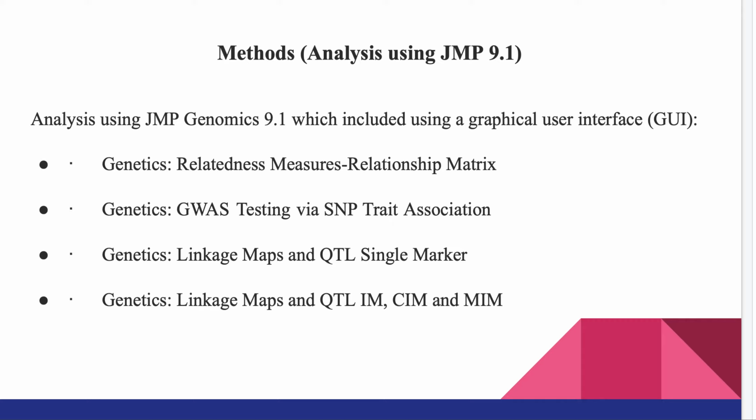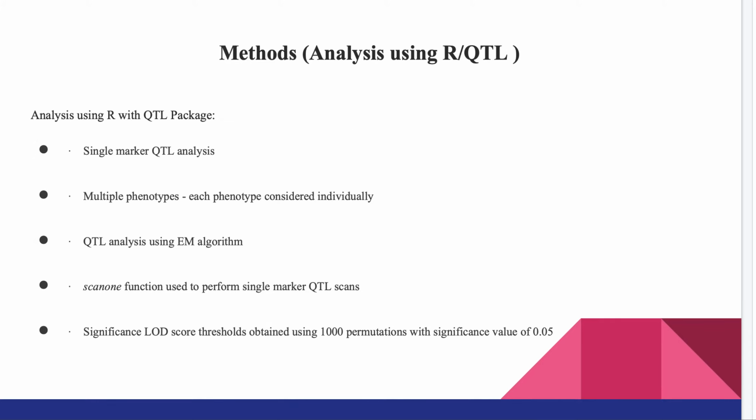And this analysis is done using JMP Genomics, which uses a graphical user interface, so there is no source code. And JMP Genomics 9.1 created relatedness measures, relationship matrices. It created comparisons between genome-wide association testing with the single nucleotide polymorphism trait association, along with linkage maps and quantitative trait loci single markers, along with quantitative trait loci and composite interval mapping and other types of mapping, which I won't go into.